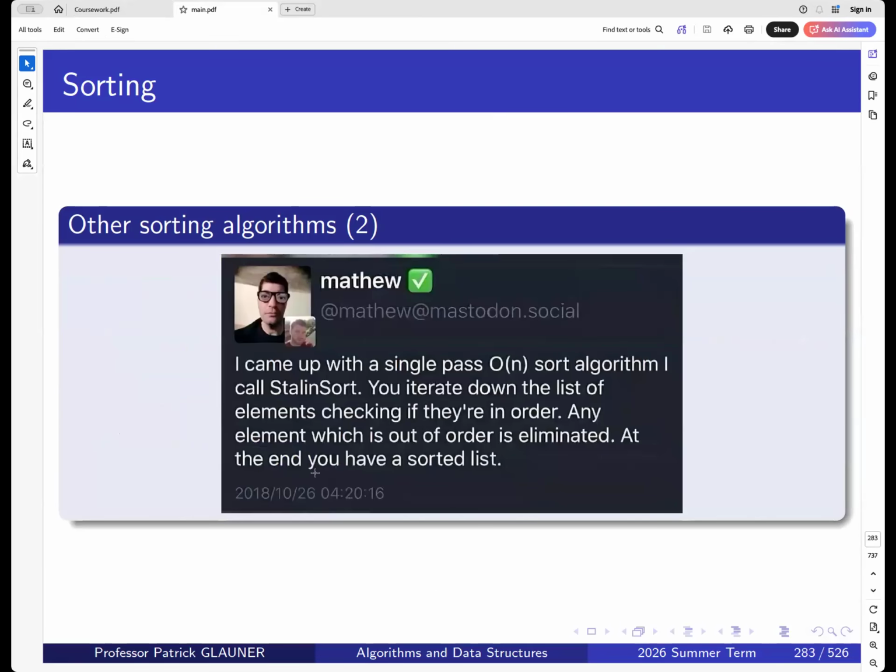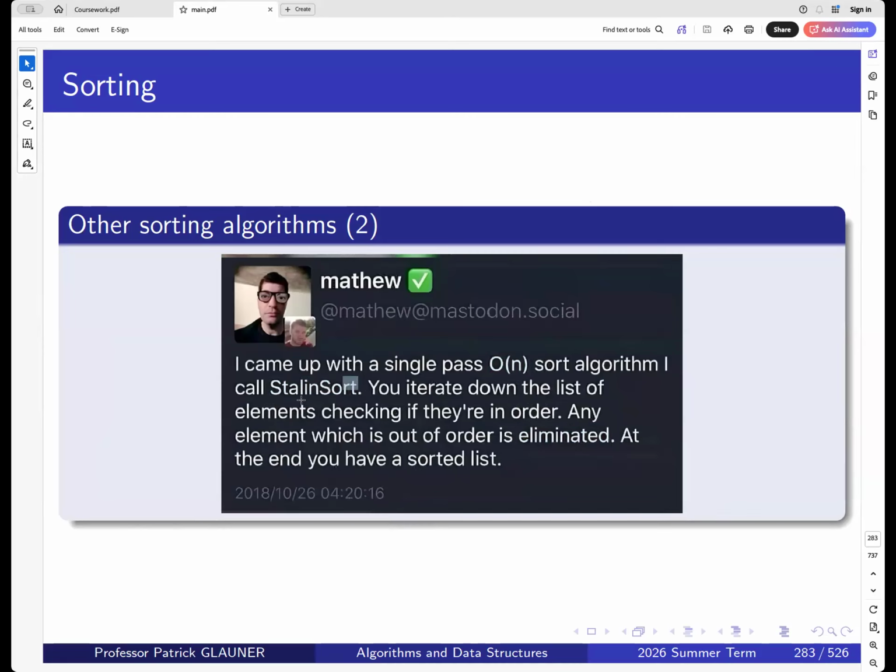I saw this a while back on the internet, so I think I added it this year. This is a joke, obviously. Someone proposes a sorting algorithm called Stalin sort, and it's a single pass O of n algorithm, and you iterate through the list of elements and you check if they are in order. If an element is out of order, it will be deleted or eliminated, and at the end you have a sorted list. So we'll just go through and see if the next element is greater than or equal to the previous one. If that's not the case, if it's less, it would get eliminated.